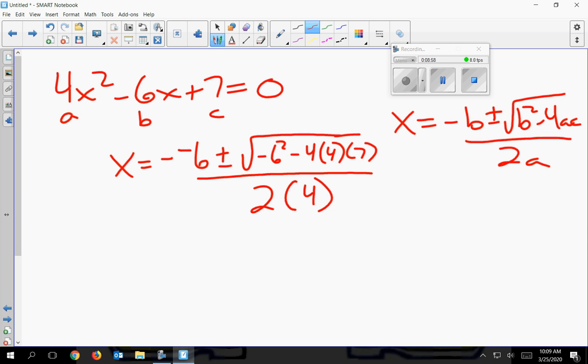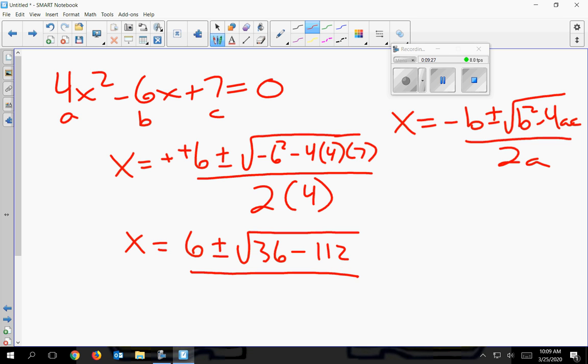Okay, so let's do this. That minus -6 is going to end up being positive. -6 squared is 36 minus, always write the minus sign and multiply this stuff out. Okay, so 4 times 4 is 16, and 16 times 7 gives me 112, all over 8. Okay, that's what he used to do to me. All over, Kaznick, what do I do now? 2 times 4 is 8, Mr. Wimberly. Thanks, Kaznick.